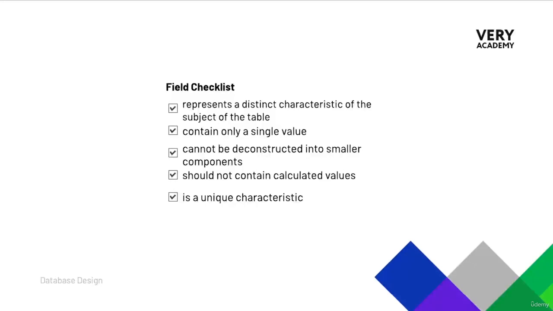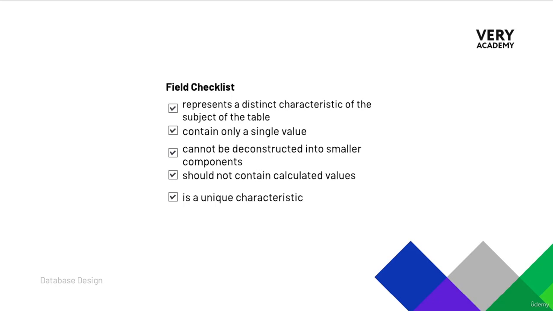Something else that we want to try and avoid is having data within our database that is calculated or derived from other values within other tables. So we want to try and avoid that. So our table shouldn't contain any calculated values. And then last of all is a unique characteristic. So we don't want to have two fields both called name, for example. So we just need to make sure there aren't any duplicates, and that we are utilizing fields within our table that clearly identify a unique characteristic.